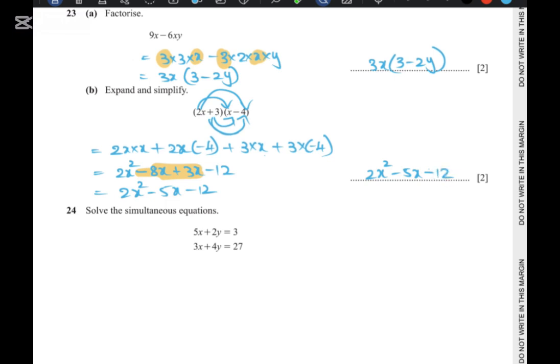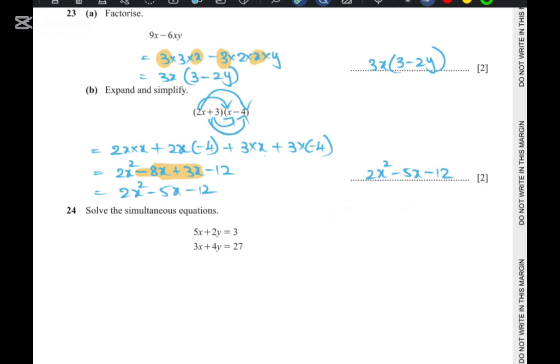Question number 24. Solve the simultaneous equations. 5x minus 2y is equal to 3. 3x plus 4y is equal to 27. Now here, since all the coefficients are other than 1, you can use the elimination method here, not the substitution method. We can use the substitution method, but that will be complicated.